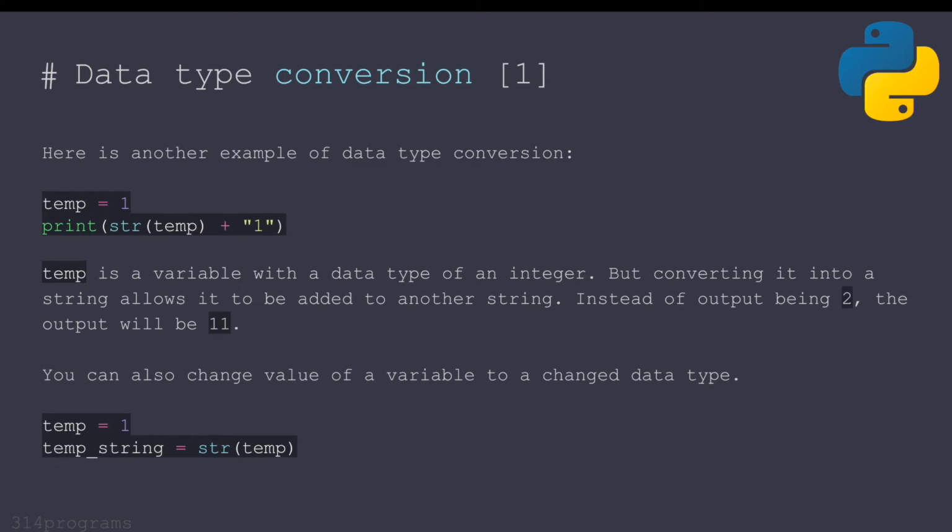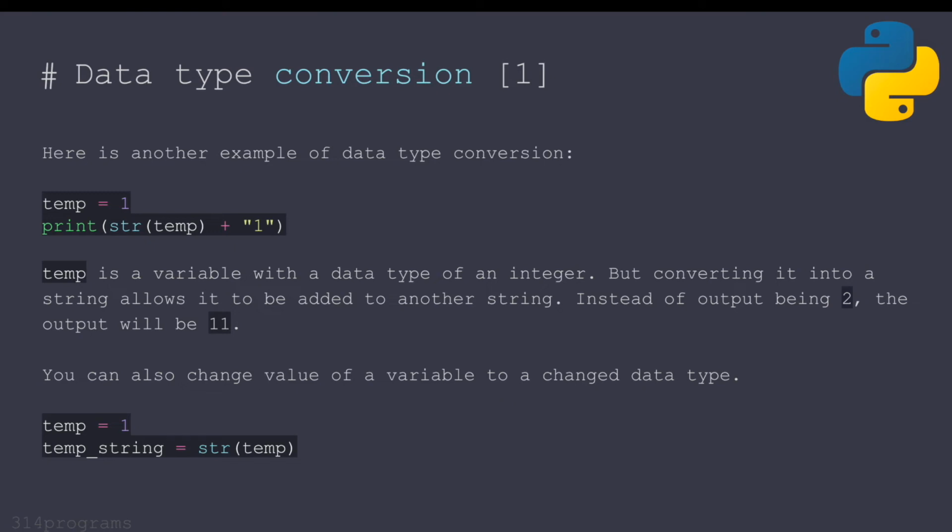Here is another example of data type conversion. Looking at the code, temp is a variable with a data type of integer which has a value of 1, but converting it into a string allows it to be added to another string. Instead of the output being 2, the output will be 11 as two ones are added together in a string format.